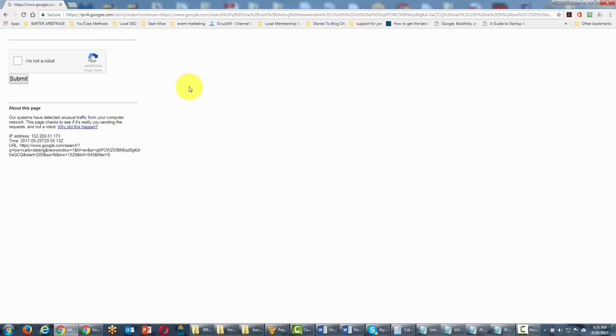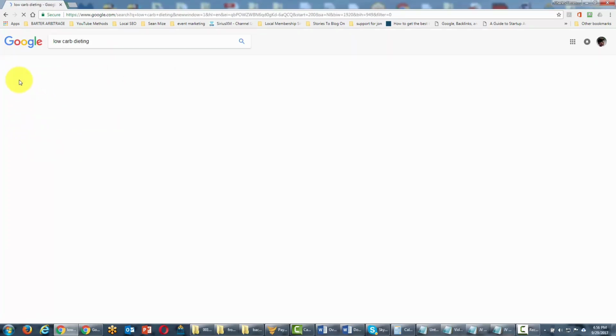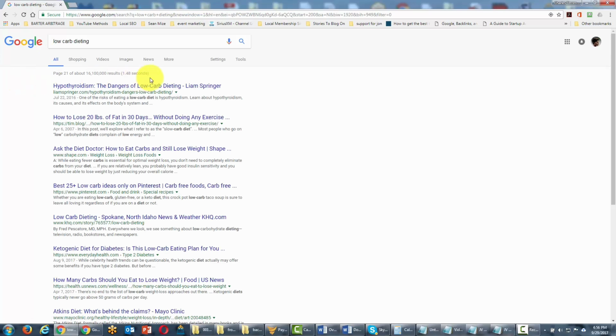Google will typically want to know if you are a robot. You'll say you're not, and you'll click submit. And what you're going to find then is that you're going to have a lot more search results showing at the very beginning, and they're not going to be filtered. So you'll have a different set of search results, and you'll actually be able to tell which ones might be more relevant to what you're doing than the regular search results from Google.